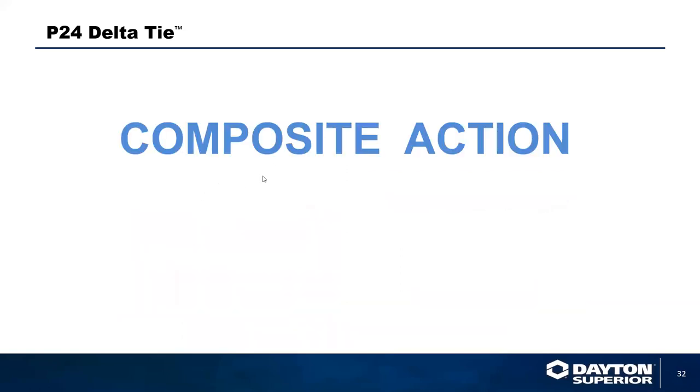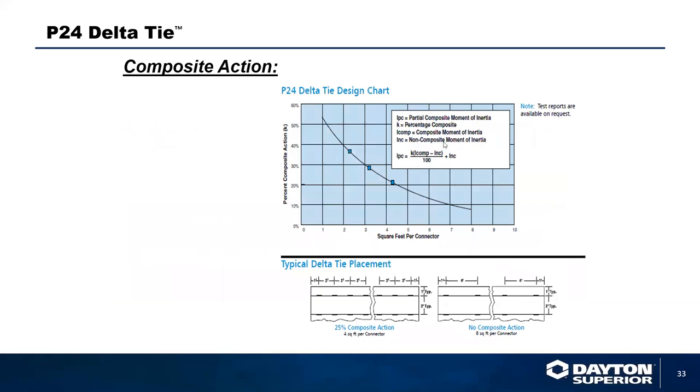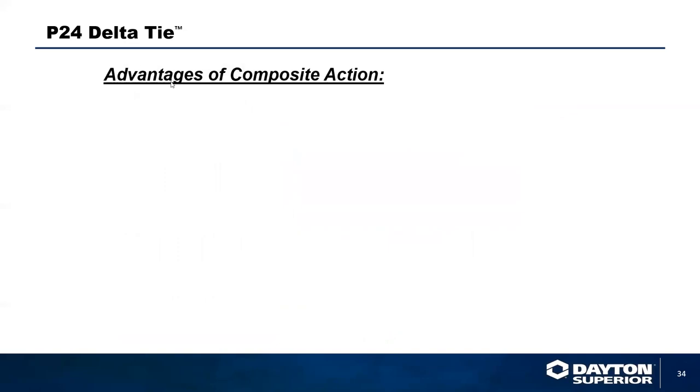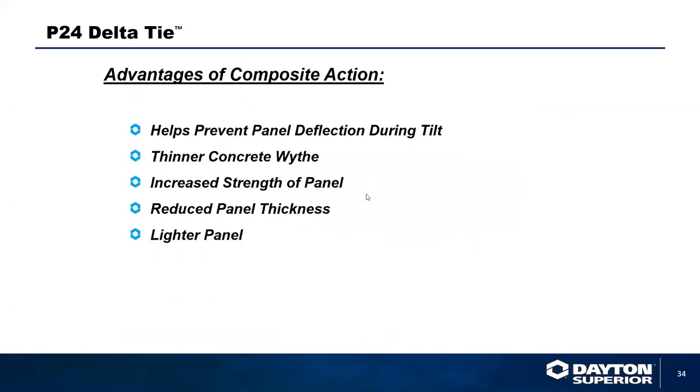Now let's talk about composite action. Composite action is the action that occurs when the fascia wythe is reinforced and sufficiently tied to the structural wythe. Basically, when you pick the product up from the structural wythe, the fascia wythe will follow. The advantage of composite action is that it helps the panel during picking because of deflection. It enables you to have a thinner concrete width, and you can increase the strength of the sandwich panel. You're going to reduce the panel thickness and have a lighter panel altogether.